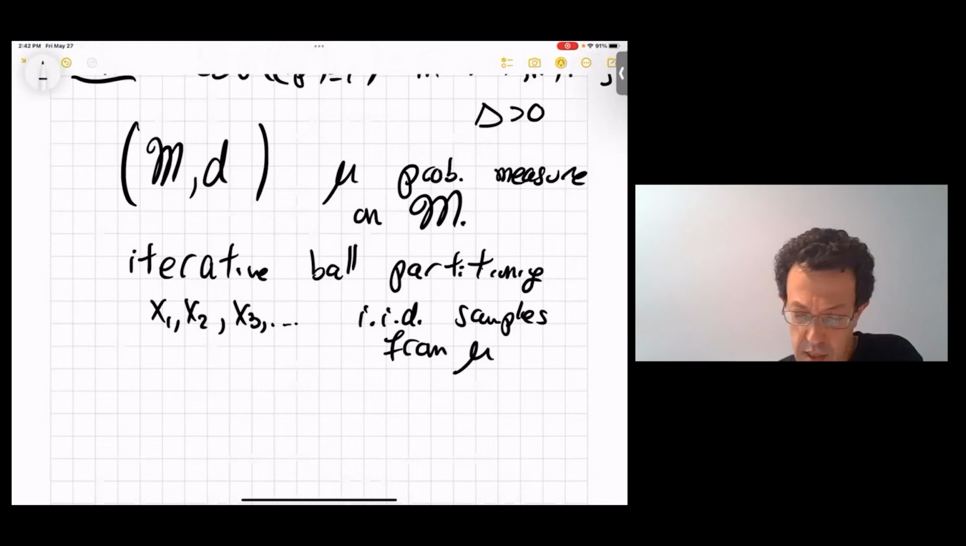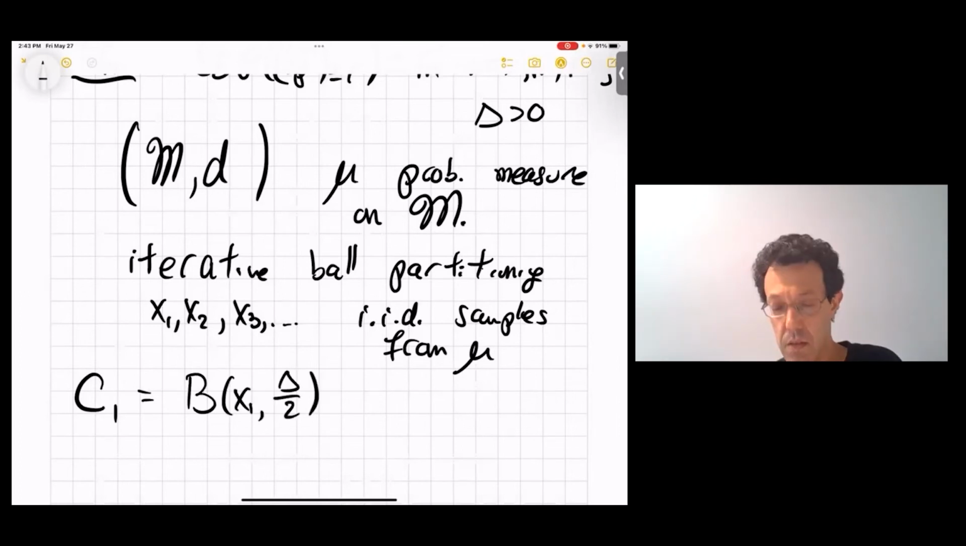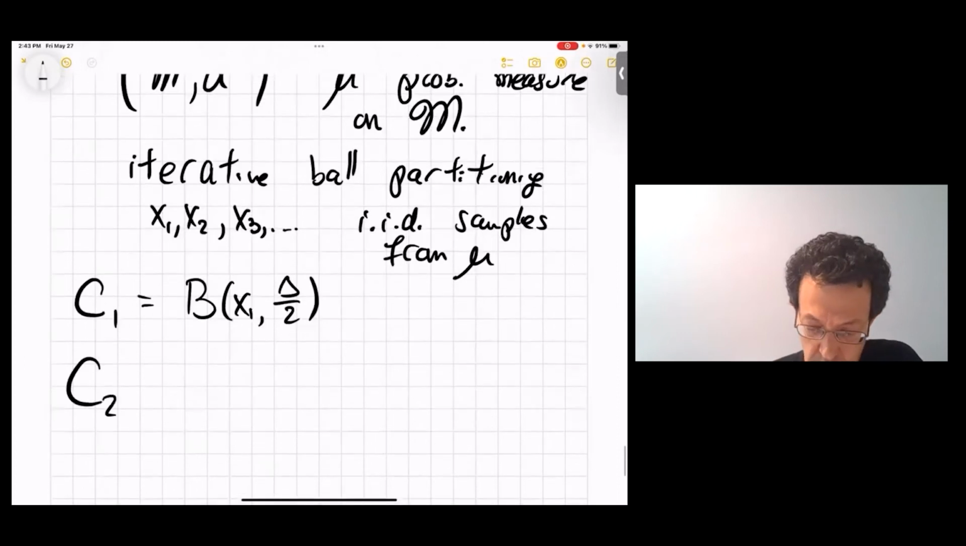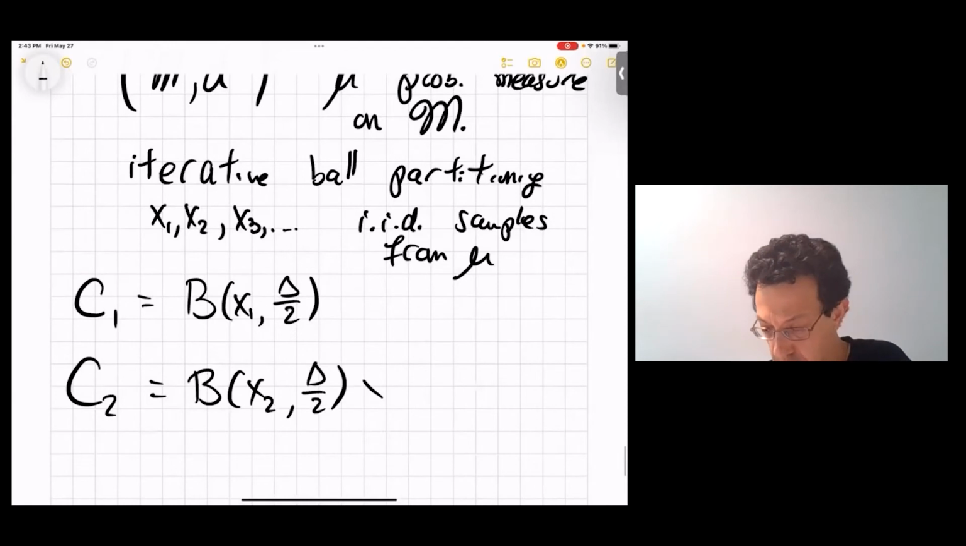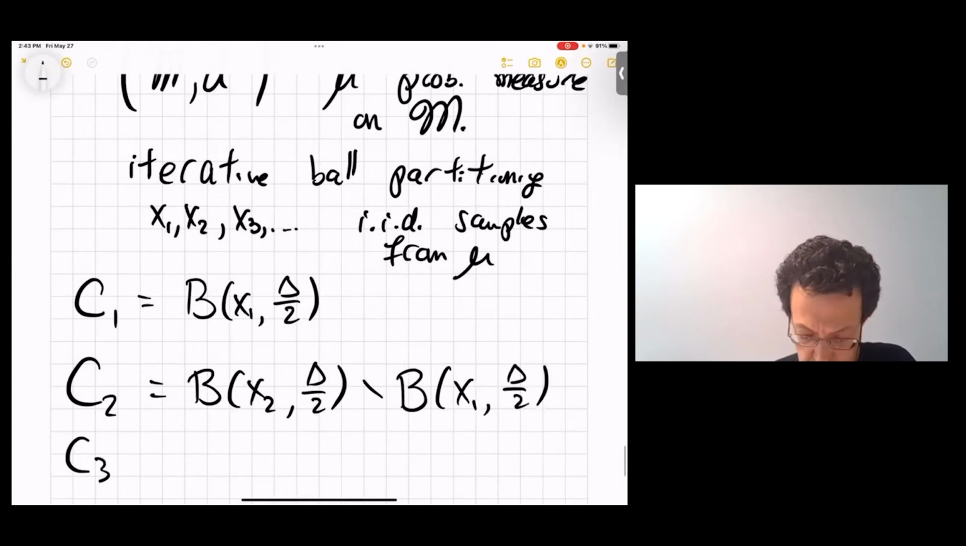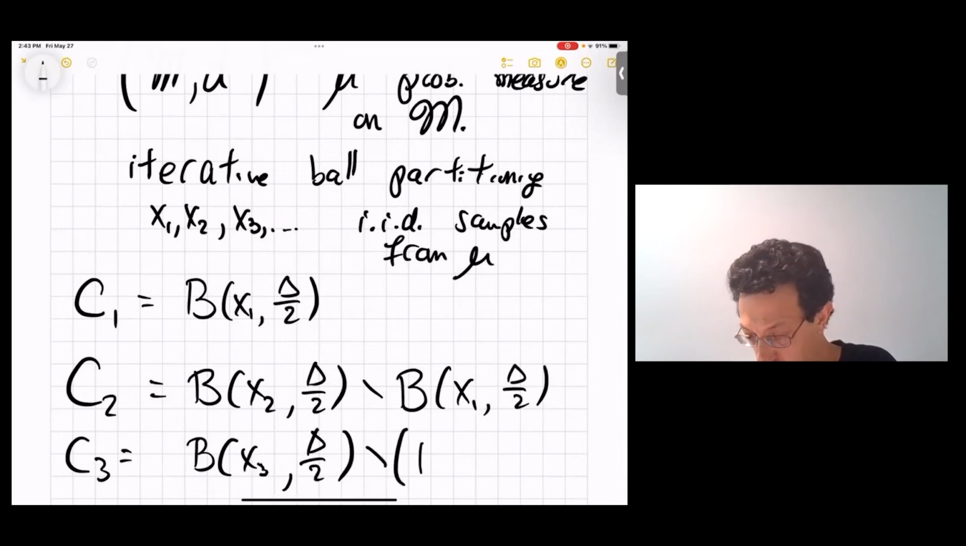Then what I'm going to say is, the first cluster, so C1, of the random partition is just the ball around this random point x1 of radius delta over 2, to make it diameter delta. And C2 is going to be the ball around x2 of radius delta over 2 minus the previous ball. And C3 is going to be the ball around x3 of radius delta over 2 minus the union of the previous balls.